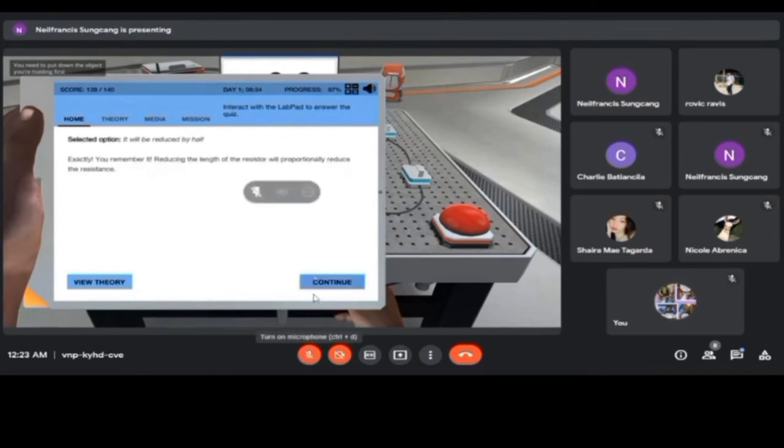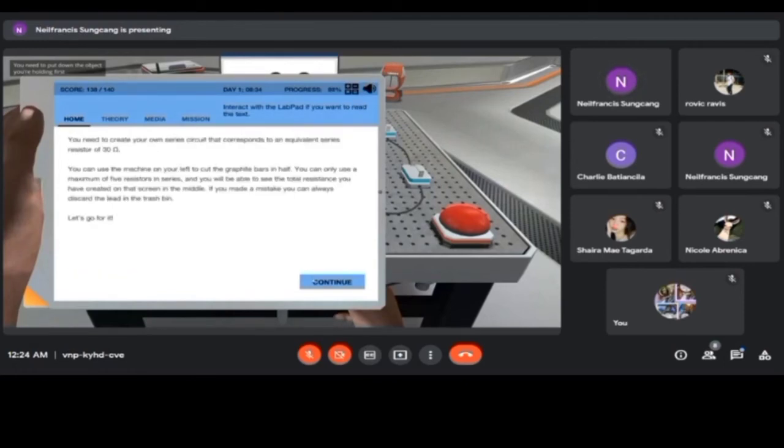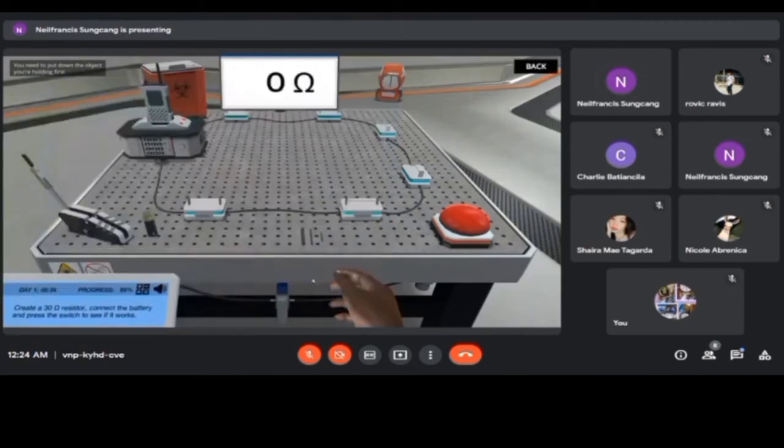Exactly. You remember it. Reducing the length of the resistor will proportionally reduce the resistance. You need to create your own series circuit that corresponds to an equivalent series resistor of 30 ohms. You can use the machine on your left to cut the graphite bars in half. You can only use a maximum of 5 resistors in series, and you will be able to see the total resistance you have created on that screen in the middle. If you made a mistake, you can always discard the lead in the trash bin. Create a 30 ohms resistor, connect the battery and press the switch to see if it works.